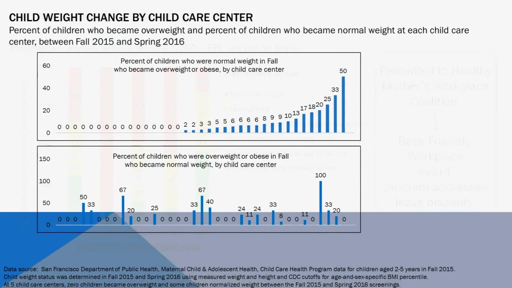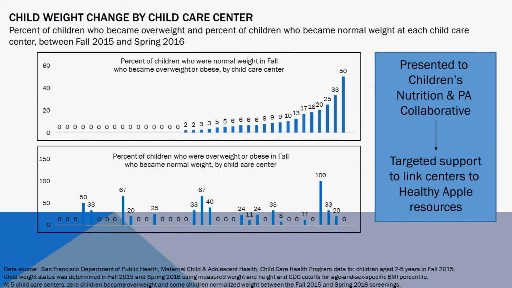This is an example of child weight change by child care center. We showed these data to the Children's Nutrition and Physical Activity Collaborative. Basically, you have some child care centers where no children became overweight or obese during the school year, and some of the children who enrolled overweight or obese actually improved their weight status during the school year. That's in contrast to these other child care centers where you have children becoming overweight during the school year and not getting better. So they are using that to target support to these child care centers over the year.